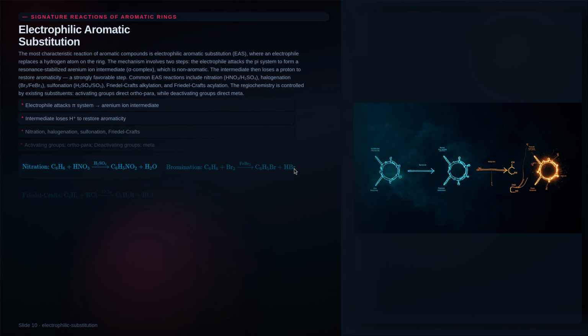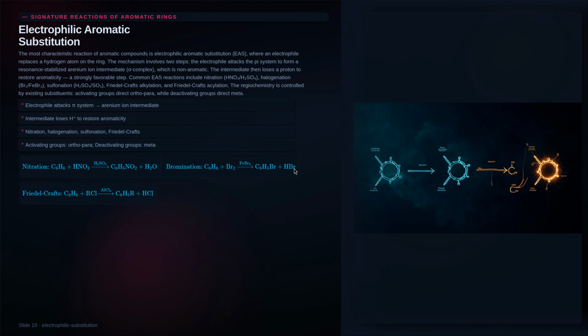The most characteristic reaction of aromatic compounds is electrophilic aromatic substitution, or EAS, where an electrophile replaces a hydrogen atom on the ring. The mechanism involves 2 steps. First, the electrophile attacks the pi system to form a resonance-stabilized arenium ion intermediate, also called the sigma complex, which is non-aromatic. The intermediate then loses a proton to restore aromaticity, a strongly favorable step.